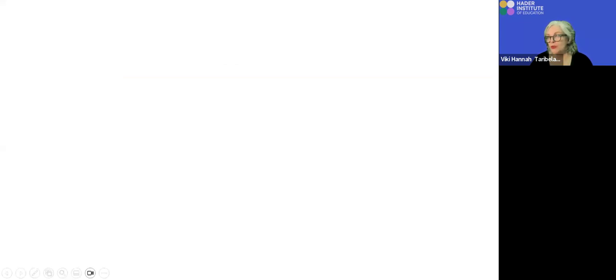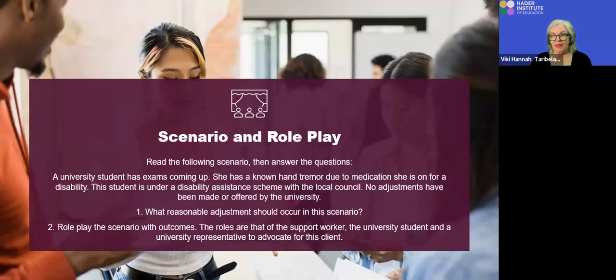So watch the video and recordings around that. It's embedded into your slides. You do that in your own time. And then, of course, you'll go through your role play, and the scenario around that is what are those reasonable adjustments in that video? What do you need around local council or local government? And then the scenario and the outcomes of the roles of the support worker. What is the role in that scenario of the university student and a university representative to advocate for that client, which is the university student.